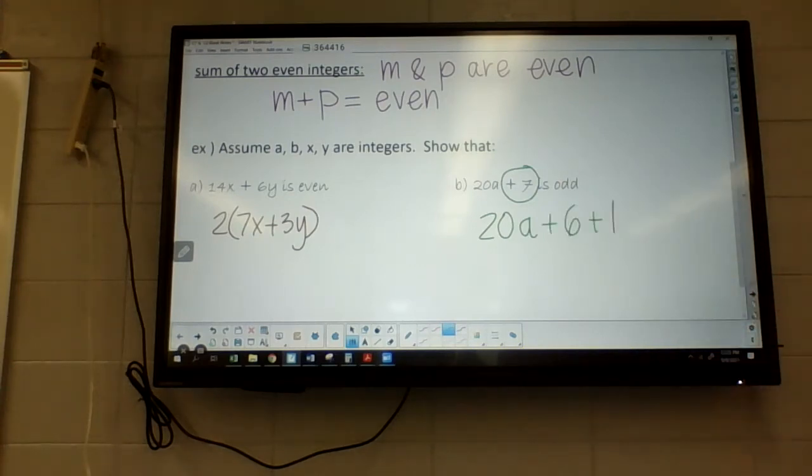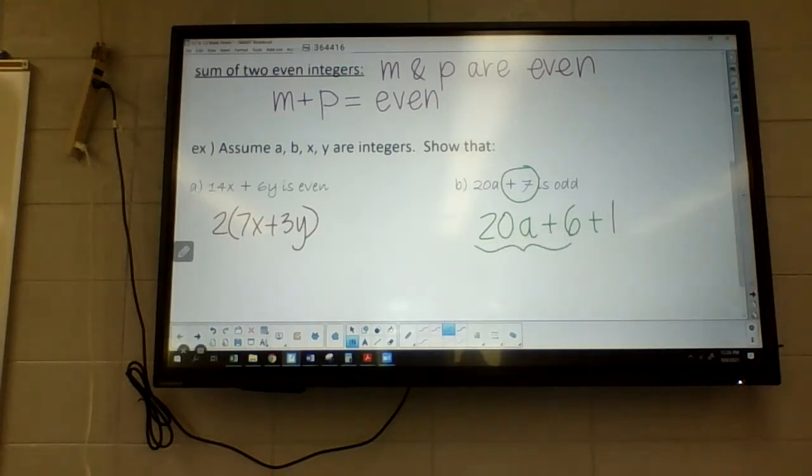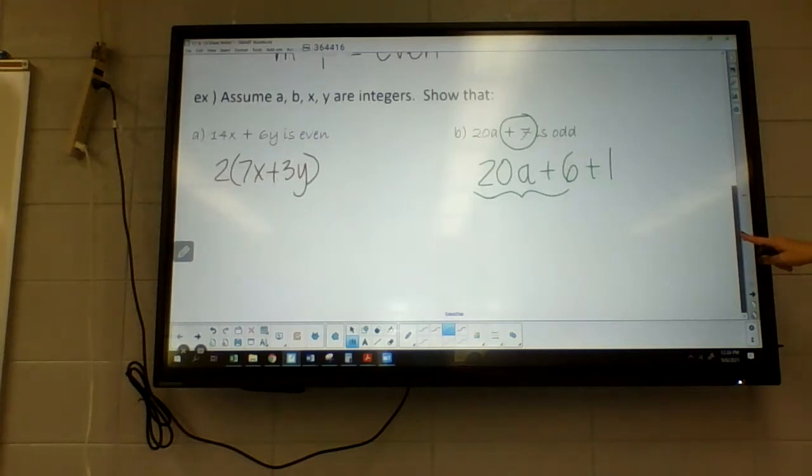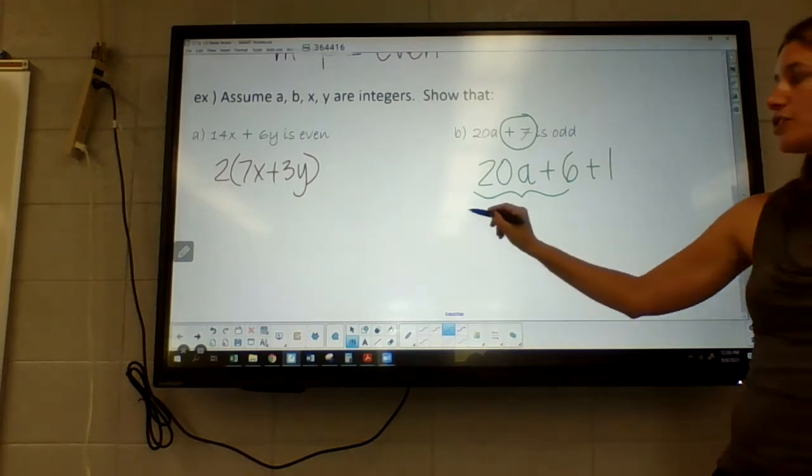You might be like, why are you doing that? The reason I'm doing that is because I know something about that. What do I know about 28 plus 6? Won't it be even? It's even already. How do we know that? Because it's a 28 and it's also the 6. What can I take out of those? 2. I can take a 2 out of this.